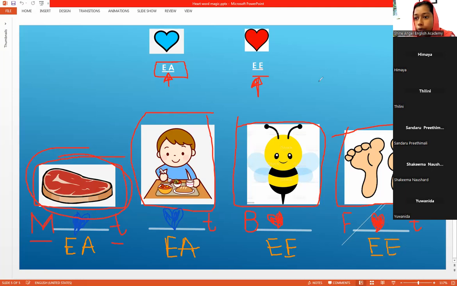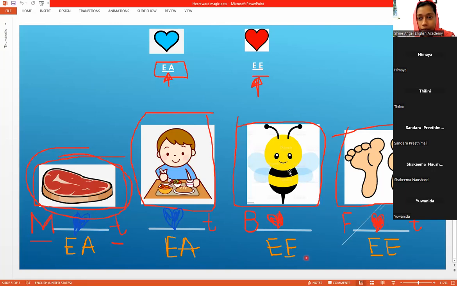So, what you're going to do is you're going to get the children and ask, what does blue heart mean? What is the letter for blue heart? E-A, then you write it. Then the red heart, E-E. Now if the child knows it's a blue heart, it should be E-A. If it's the red heart, it should be E-E.